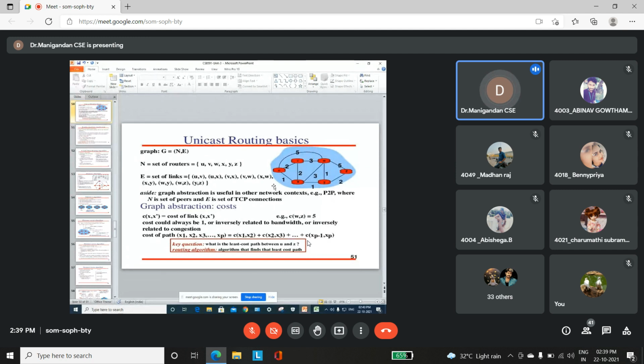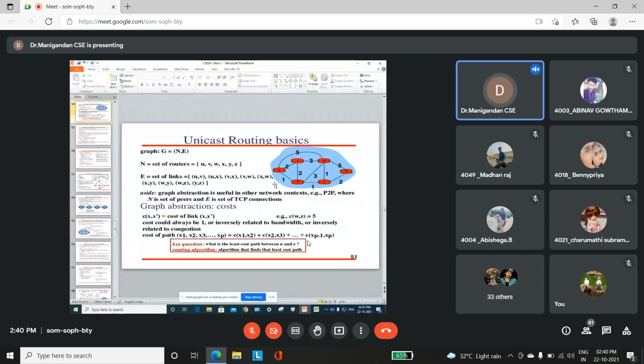So what are the edges? The set of links. Here (u, v) is one link, and then (u, x), (v, x), (v, w), (x, w), (x, y), (w, y), (w, z), and (y, z). These are the set of links used for connecting all the set of nodes or routers in a particular diagram.